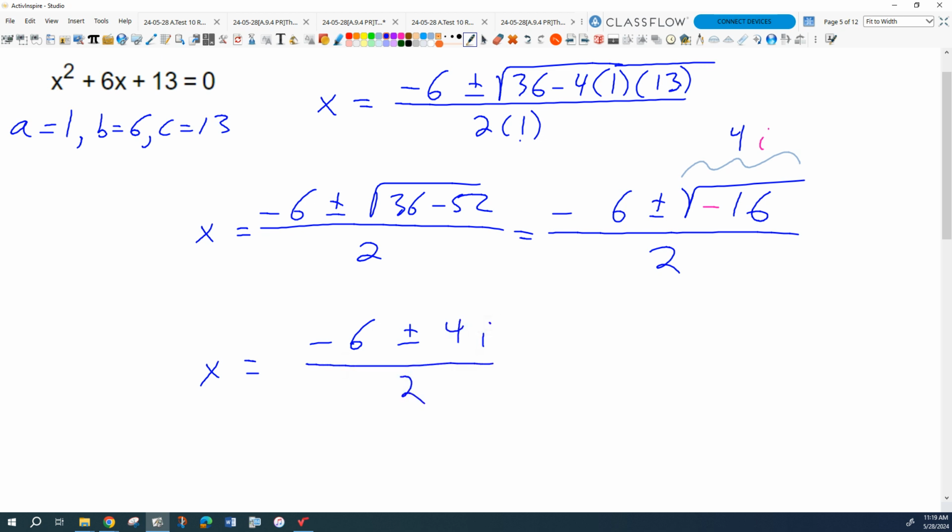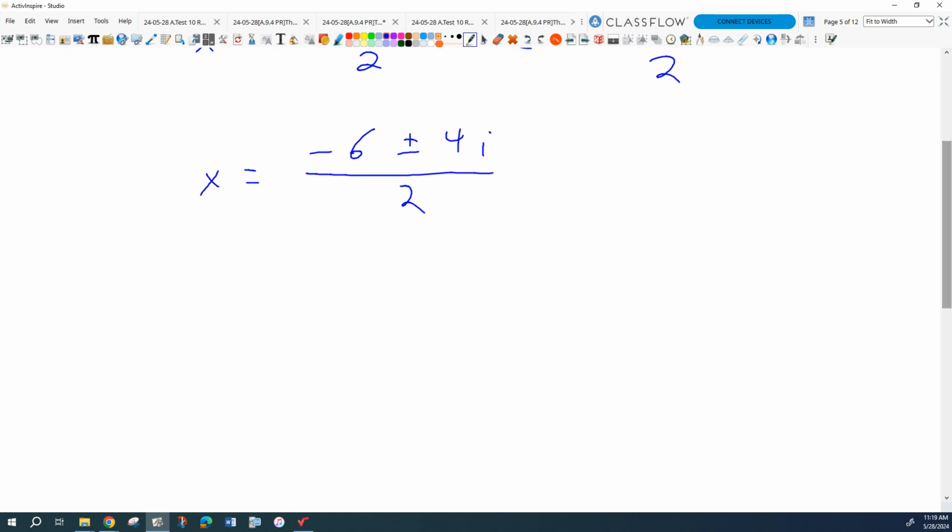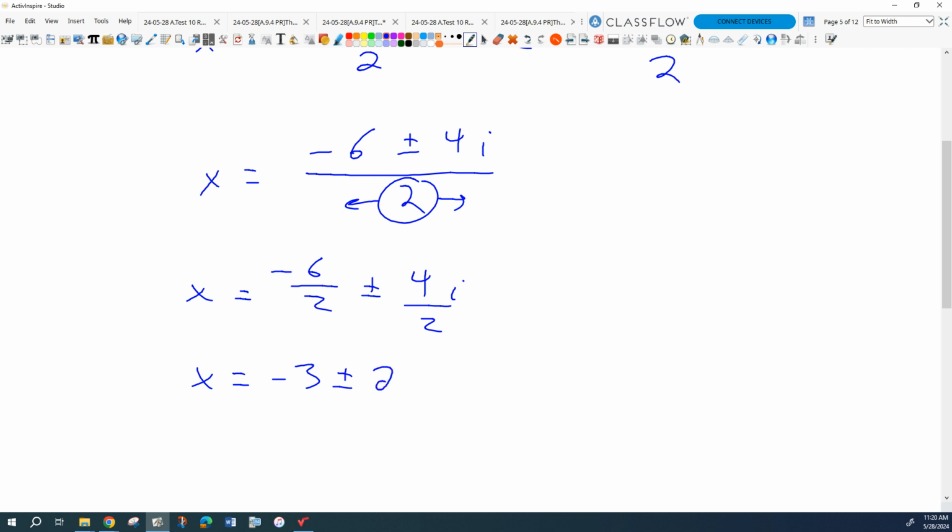Do I want to leave my answer like that? No. I've got an i in my answer, so I need to split up that denominator. So I get negative 6 over 2 plus or minus 4i over 2. But I can reduce both those fractions, right? Negative 6 over 2 is negative 3, and 4 over 2 reduces to 2, so I get 2i.